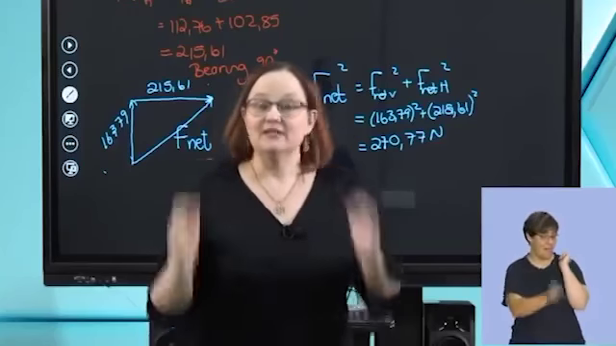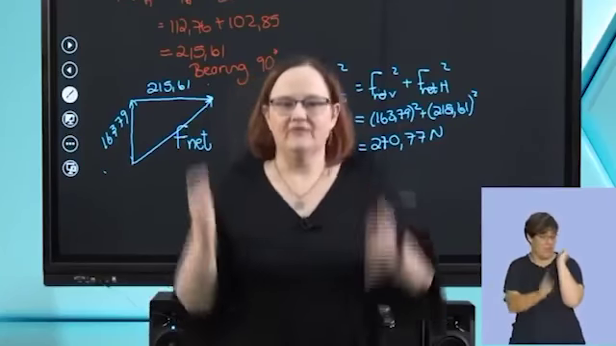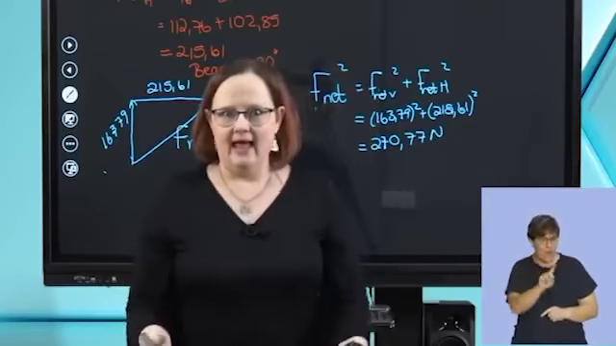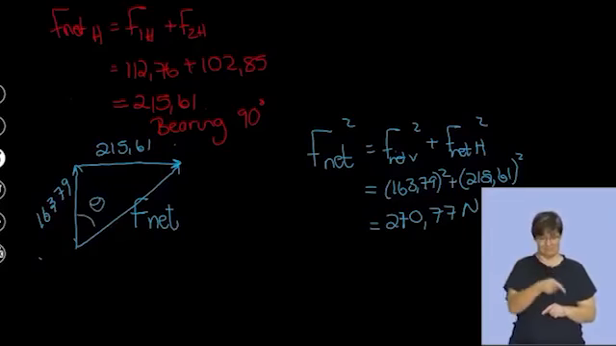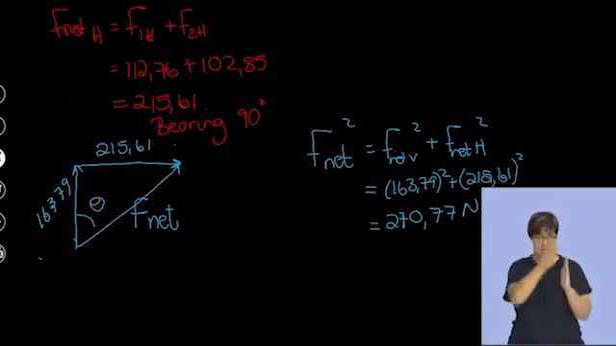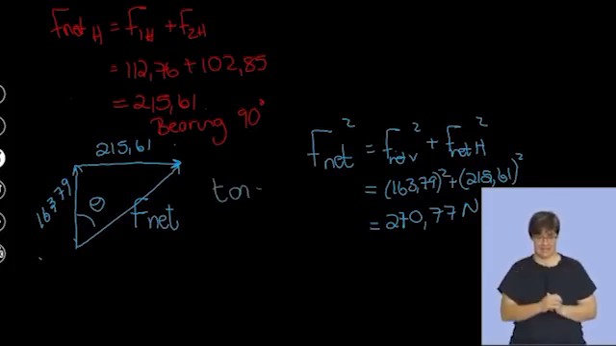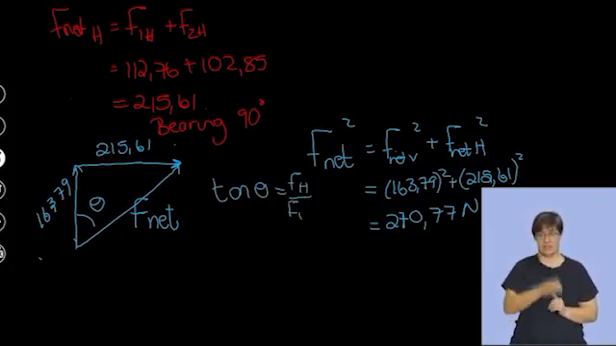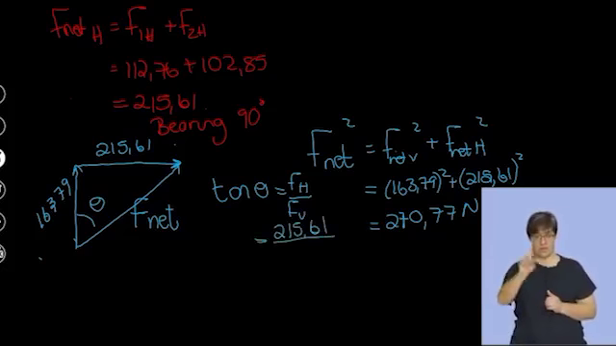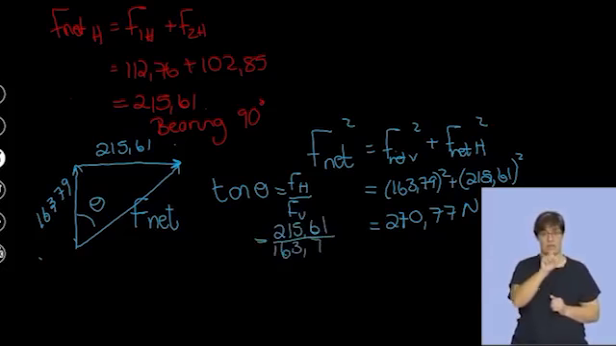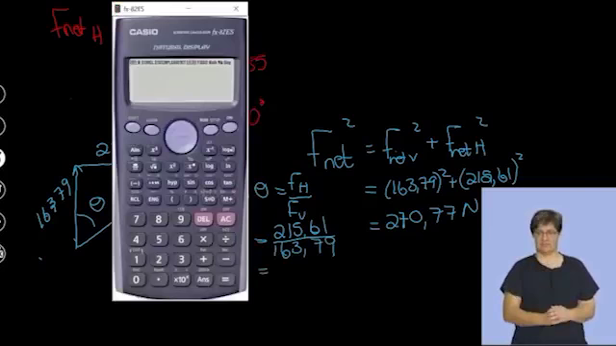One last thing, because we're not done yet, but I promise this is the last thing. We're working with vectors. Vectors mean that we need an angle, we need a direction. So we need to know theta. Right angle triangle, we're going to use the opposite and the adjacent, so we're going to use tan. So tan theta, my opposite, which is my horizontal, over my adjacent, which is the vertical. So tan theta is going to be 215.61 divided by 163.79.